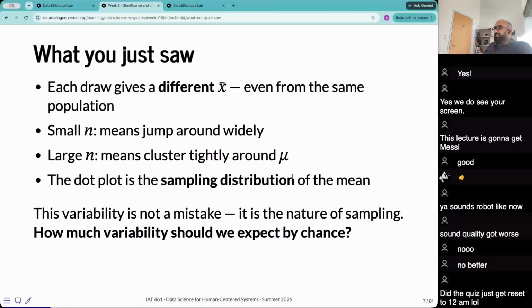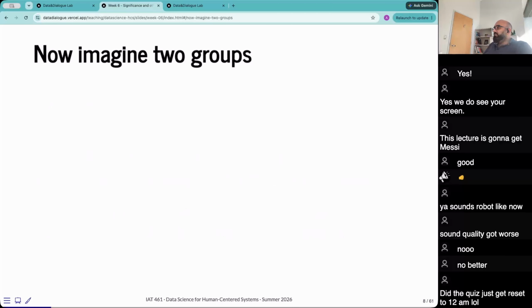The variability is not a mistake. It's the nature of the sampling. How much variability should we expect by chance, right? That's the question that we ask.